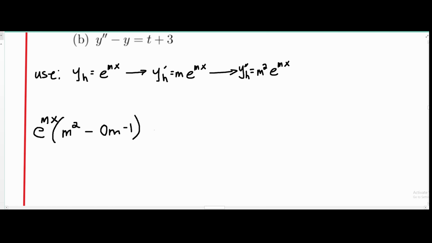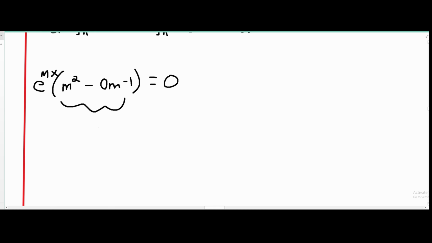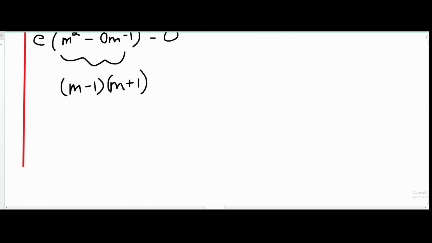From here, we can set this equal to 0 because this portion needs to equal 0. So this is what we're going to get for our m values. We can see this by multiplying these two. So we have m squared, we have m1, we have negative m1, so those are going to cancel out, which will get us this 0m, and then we have a negative 1, so it works out. That means our m values are going to be negative 1 and 1.